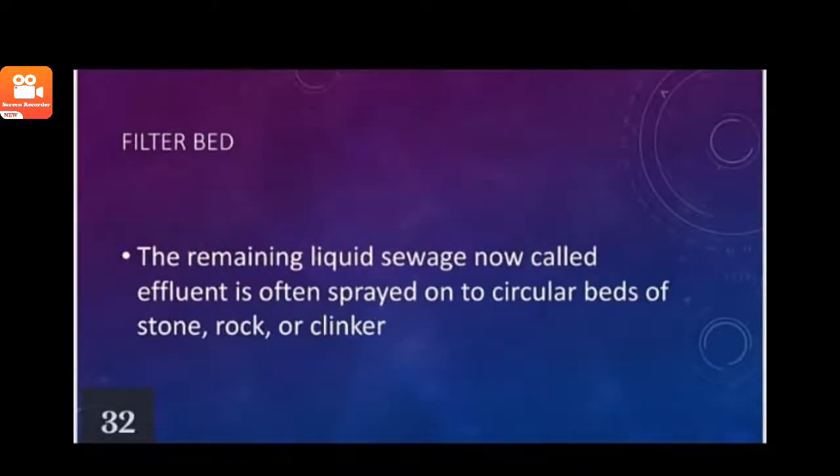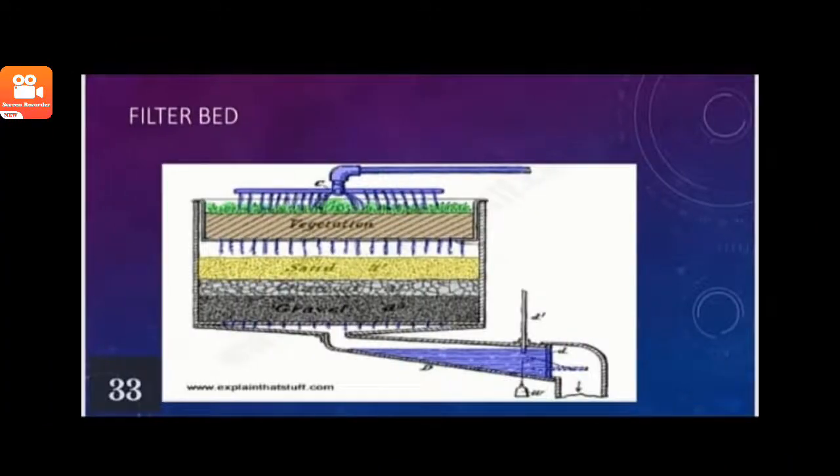Third unit is the filter bed. The remaining liquid sewage, now called effluent, is often sprayed onto a circular bed of stone, rock or clinker. So you can see on the screen there is a unit of filter bed in which the water is passed.